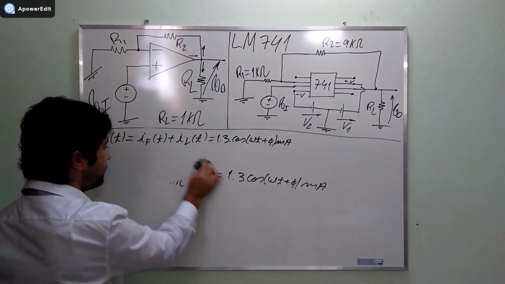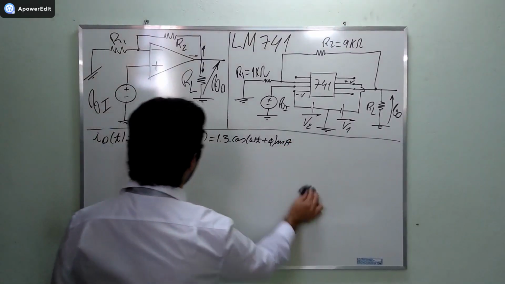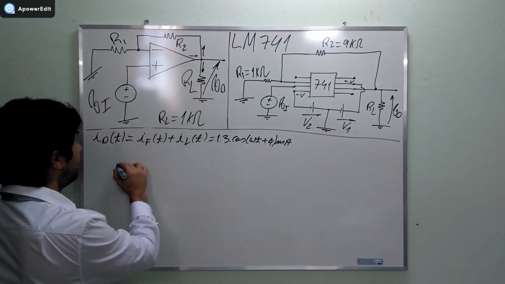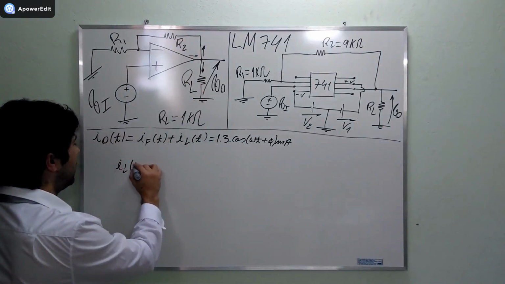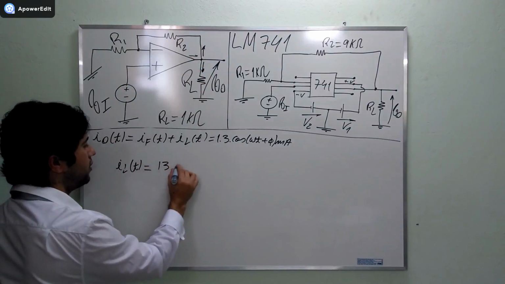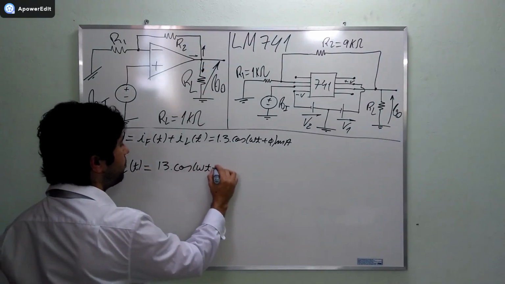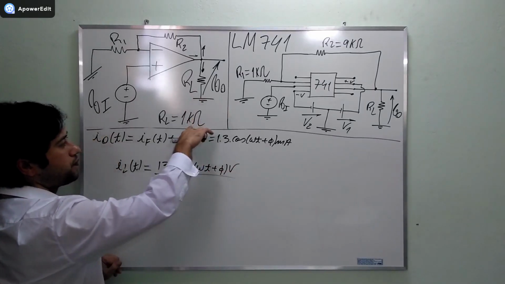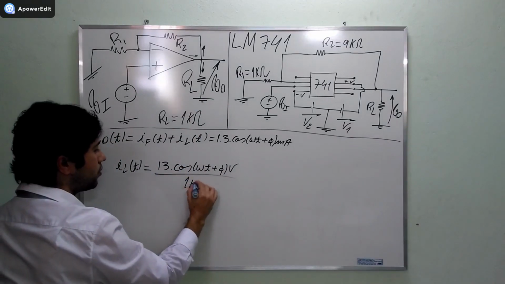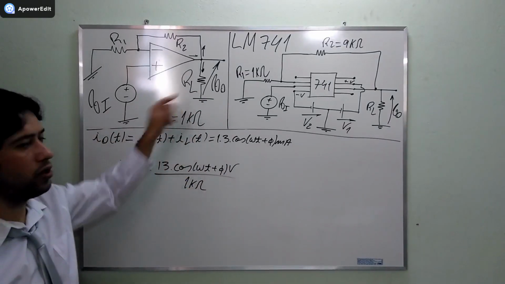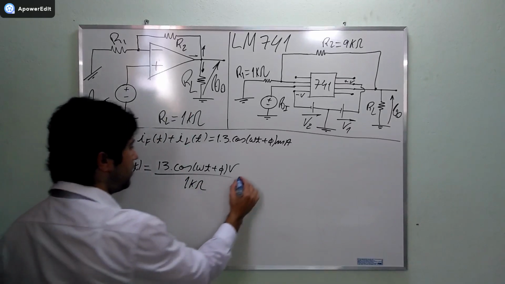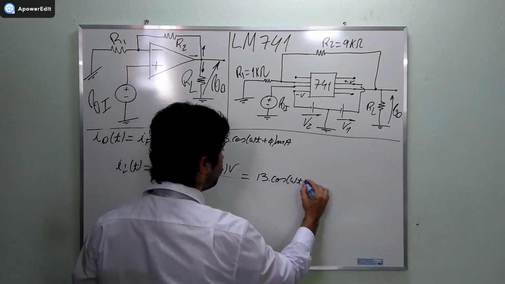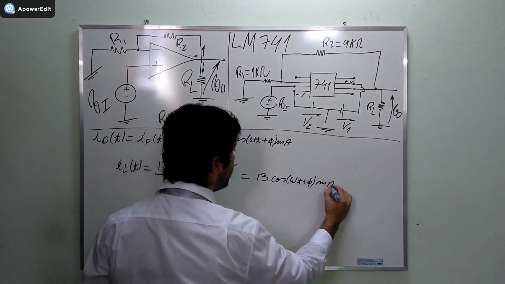Now we are going to calculate the current that flows here. It is going to be IL, the current of the load, is going to be 13 times the cosine Wt plus phi volts divided by 1 kilo ohms. The resistance of the load is 1 kilo ohms. And then this is equal to 13 times the cosine Wt plus phi milliamperes.